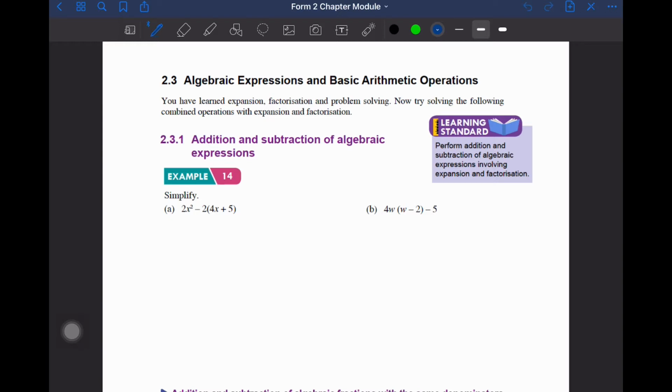So for this week's class, we're going to look at the last subtopic of this chapter, which is algebraic expression and basic arithmetic operation. Today we're going to look at a few learning standards. The first one is to perform addition and subtraction of algebraic expression involving expansion and factorization. So look at the first example.